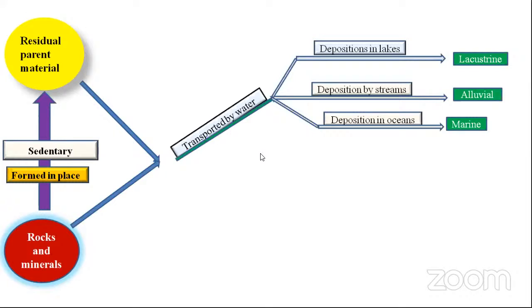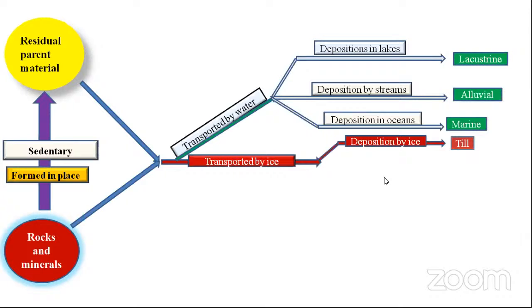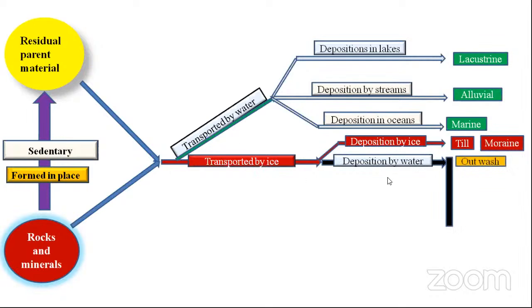These are transported soils. But another means is transport by ice, some glacier ice. Some soils were transported by ice also. What are those? Deposition by ice is called till. And if the till or moraine was again deposited by water after melting, those are called outwash. In the water also there are many types: lacustrine, alluvial if deposited by streams, and marine, deposited by the oceans.